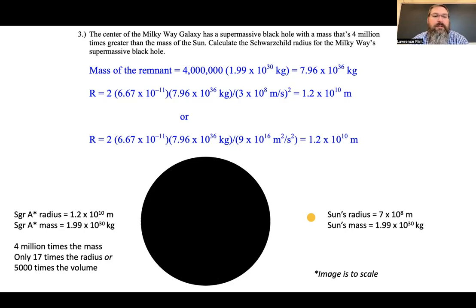So the Schwarzschild radius of that supermassive black hole, which we call Sagittarius A, is 1.2 times 10 to the 10th meters. That's the size of the actual event horizon, and I've illustrated that here with that large black circle.